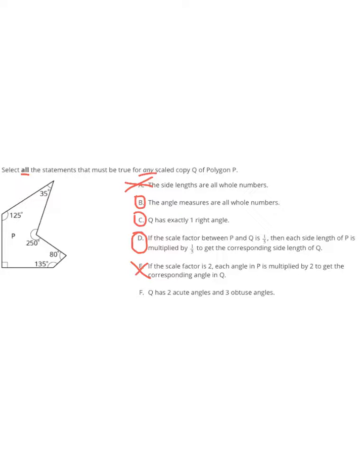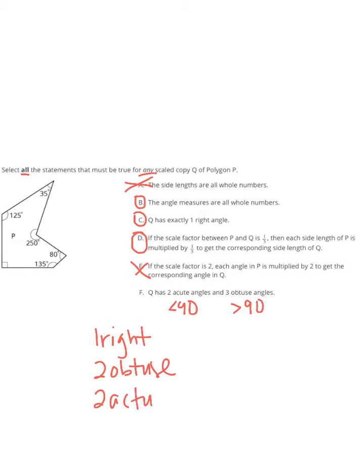And finally, Q has 2 acute angles and 3 obtuse angles. So acute angles are angles that are less than 90, and obtuse angles are angles that are bigger than 90 but less than 180. And you'll notice here that we have one right angle, which we already talked about in part C. We have 2 obtuse angles because we have 125 and 135, and we have 2 acute angles, the 35 and 80, and then we also have one reflex angle.